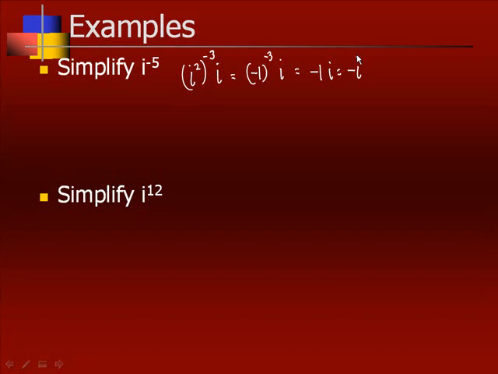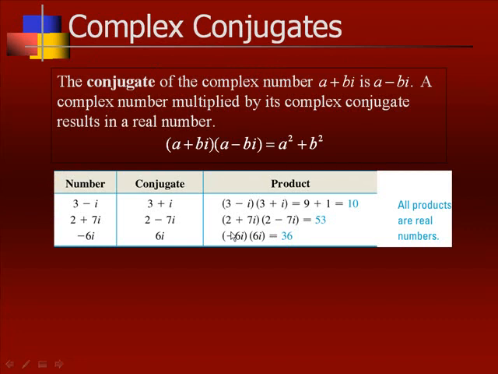What about I to the 12th? Well, if we want to write that as a power of I, that would be I to the 6th, or I squared to the 6th, which would be negative 1 to the 6th, which is a positive 1. So, let's go to something different.